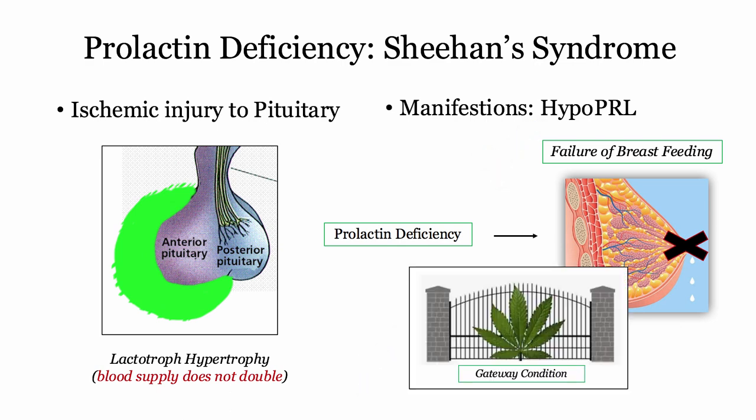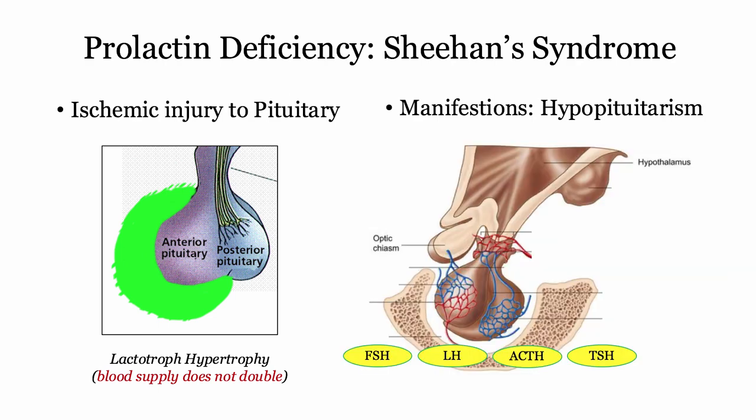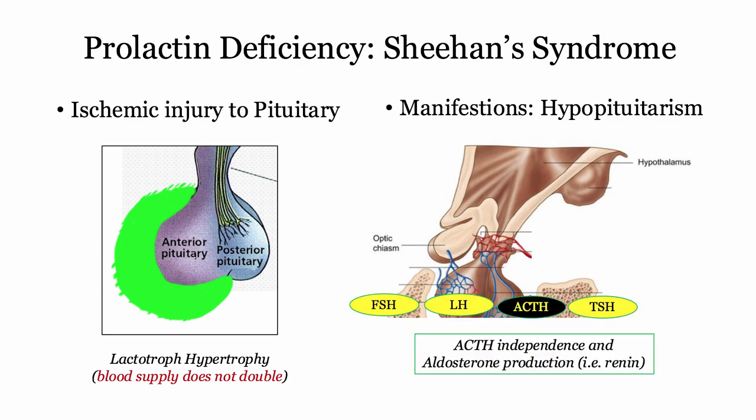Having made this point, you need to be aware that Sheehan's is simply a gateway condition to hypopituitarism. The failure of lactation informs you that prolactin has been rendered deficient. However, any or all of the anterior pituitary hormones may fail. So although we are focused on prolactin deficiency, it will be unusual for prolactin deficiency to travel in isolation. And here are the classic associations.